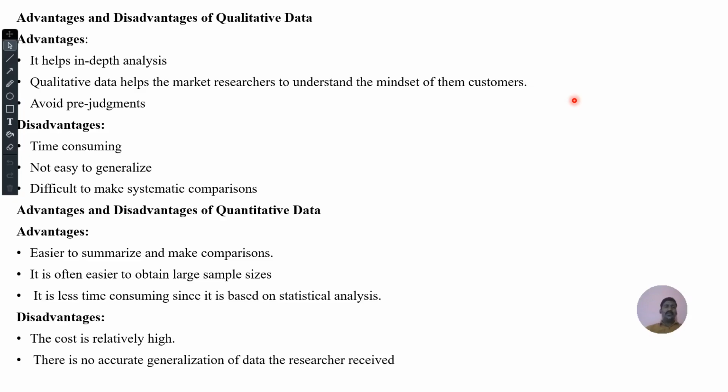Quantitative data advantages: easier to summarize and compare, easier to obtain a large sample size, and less time consuming. Basic statistical analysis is easy. For example, basket A contains 10 apples, basket B contains 10 oranges, basket C contains 5 apples, 5 oranges, 5 bananas. Now we can easily summarize and easily compare. That is the advantage.